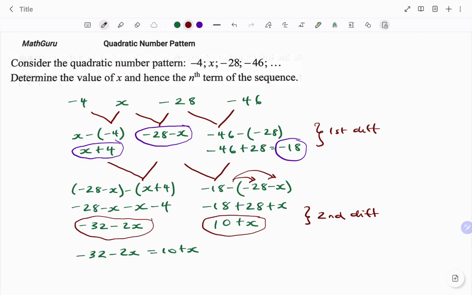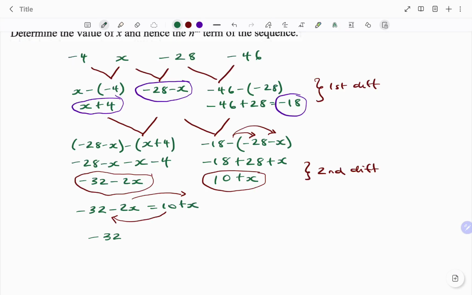I'm going to move my negative 2x to the right hand side, and I move my 10 to the left hand side. So what I'm going to have is minus 32 minus 10 equals x plus 2x. I have negative 42 equals 3x. And to find x, I'm going to divide both sides by 3.